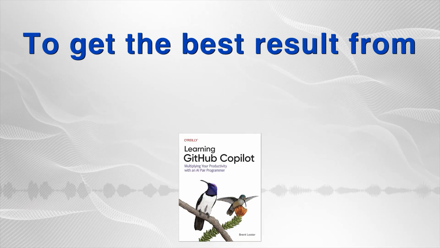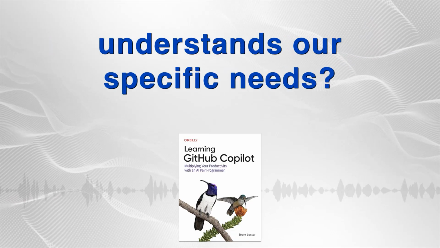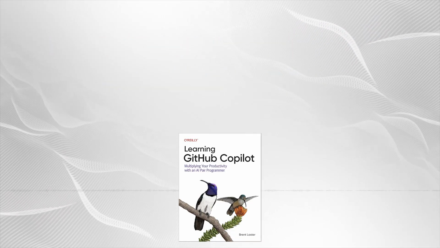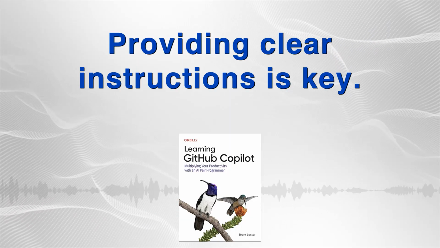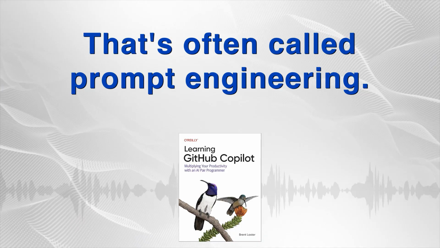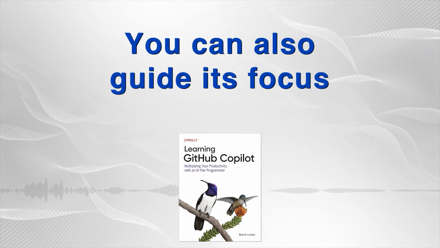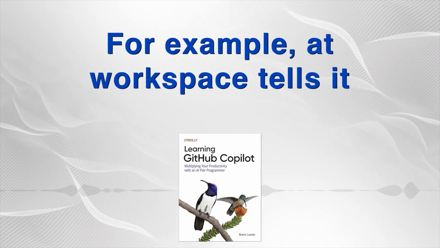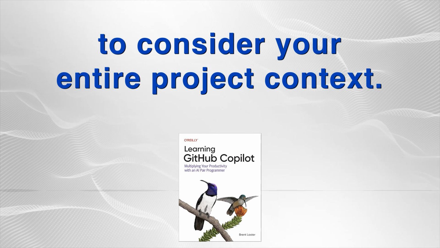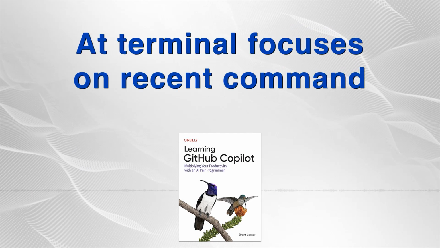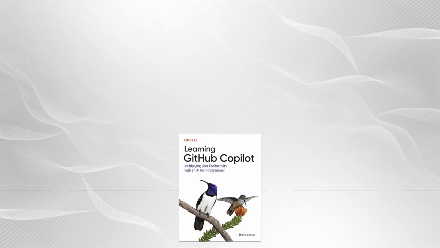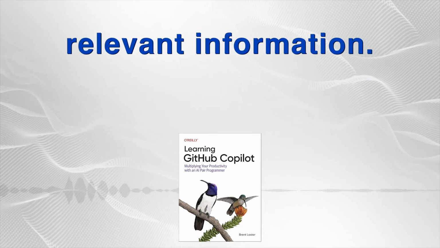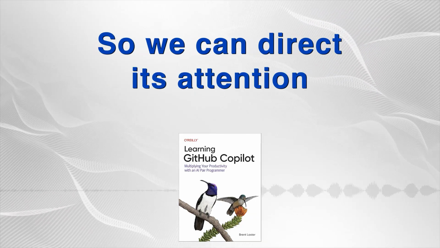To get the best results from chat, how can we ensure Copilot understands our specific needs? Providing clear instructions is key. That's often called prompt engineering. You can also guide its focus using chat participants and chat variables. For example, @workspace tells it to consider your entire project context. @terminal focuses on recent command line activity. These help it narrow down the relevant information. So we can direct its attention effectively.